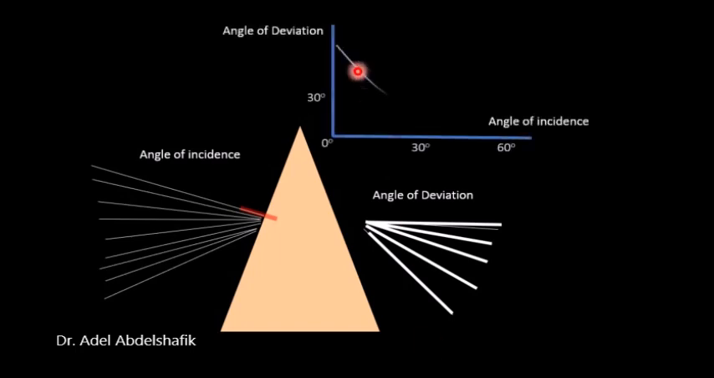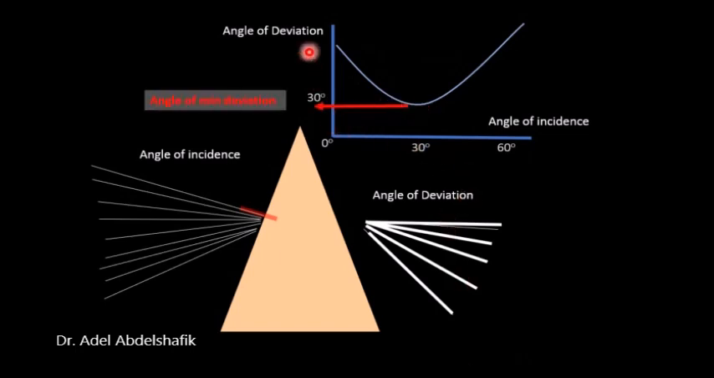In this graph, on this line, this is the angle of incidence and this is the angle of deviation. If the angle of incidence is gradually increased, the angle of deviation will be less till reaching one level, then it will increase again. This angle of incidence that will show minimal deviation, we call the angle of minimal deviation.